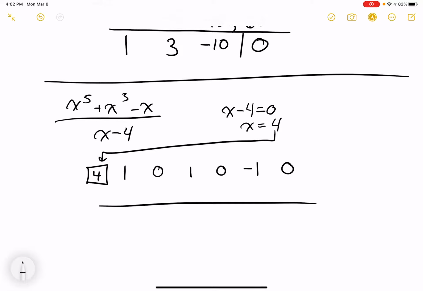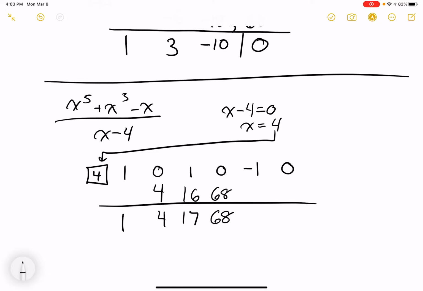All right, let's bring that first number down. Bring down the 1. 4 times 1 is 4. Add that through. 0 plus 4 is 4. 4 times 4 is 16. Add that through. I get 17. 4 times 17 is 68. Add that through. I'm going to get 68.